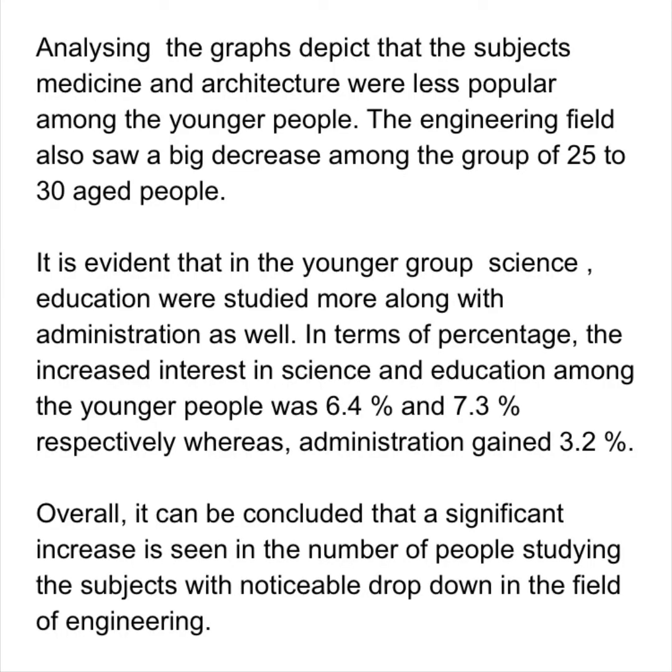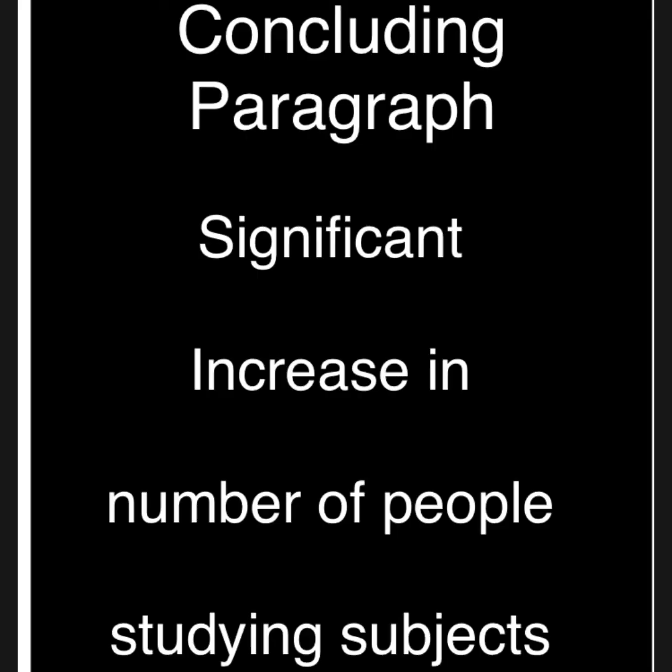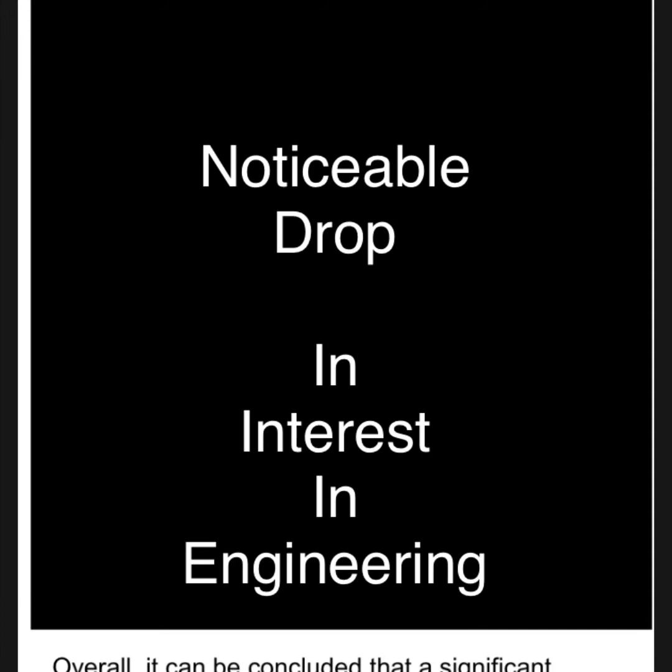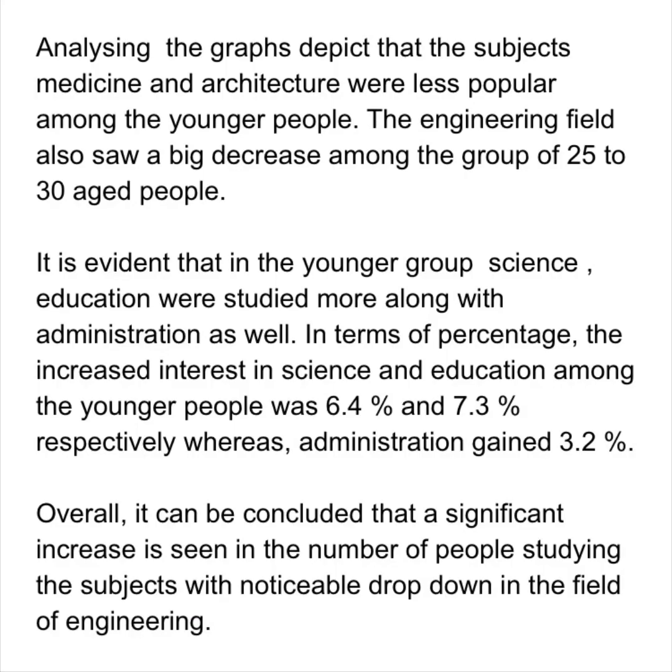Now lastly, coming to the concluding paragraph, what we come to know. The concluding paragraph shows whatever you have analyzed from the data given in pie chart 1 and 2. So what we notice is a significant increase in the number of people studying the subjects, whereas there is a decrease in engineering subject studying. So the concluding paragraph can be written like this. Overall, it can be concluded that a significant increase is seen in the number of people studying the subjects, with a noticeable drop down in the field of engineering.